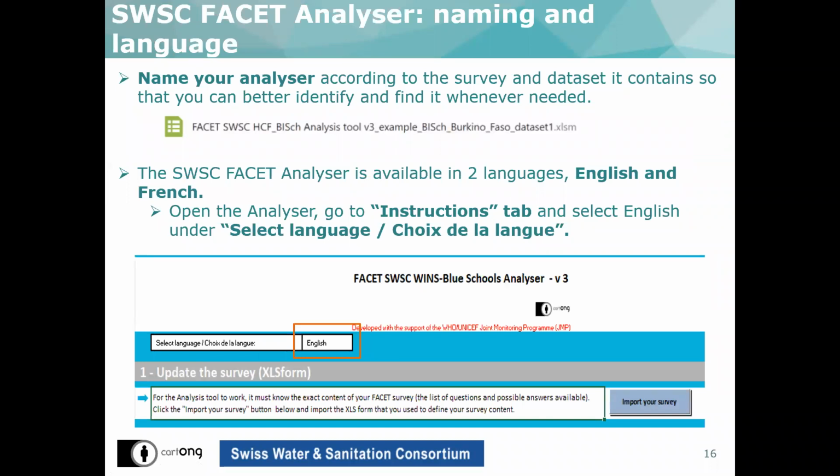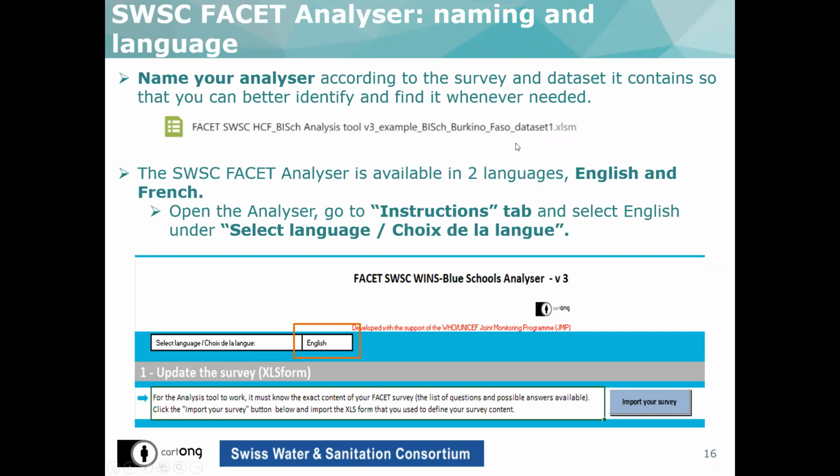Now, one of the first things we recommend you to do is, you might use the analysis tool for several surveys. You might need to do several surveys in time, and you wish to import your survey and your data into an analysis tool and then save it this way, so that you don't have to do this every time. So if that's the case, we recommend you to rename your analyzer. So the analyzer itself, it's going to be named FACET SWSC HCF Blue Schools Analysis Tool V3, for instance. And we recommend you to rename it.